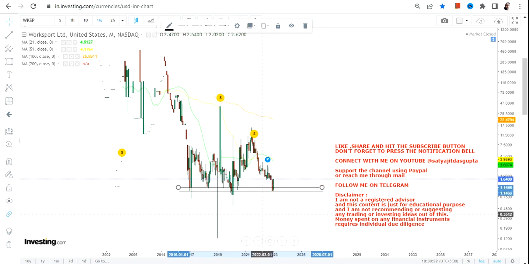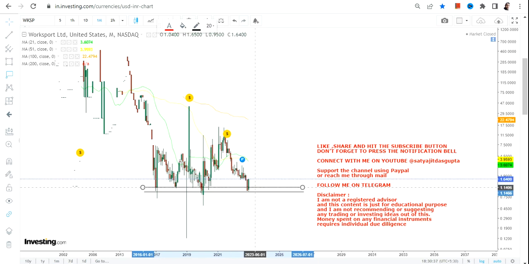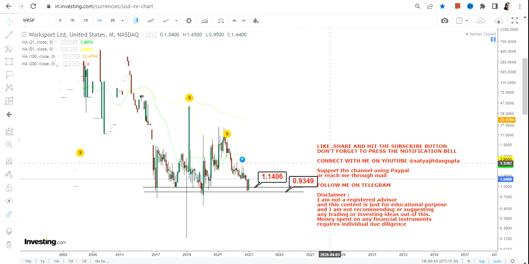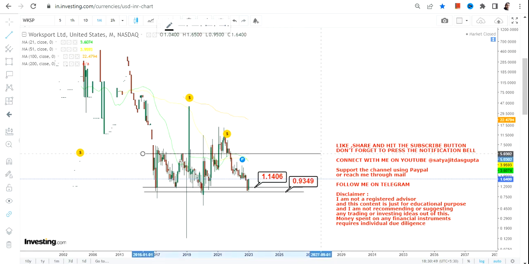But looking at the levels, we are going to look at the two most specific and important levels that we have here, and they are 1.14 and 0.93 on the downside. So this is the lower end of the range. Make sure you are not going below these two specific levels. Now what one can expect over here is the big question.